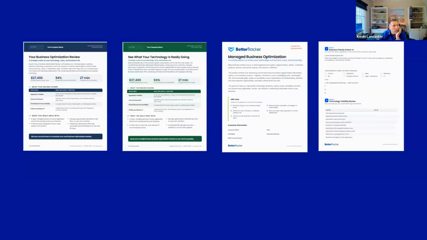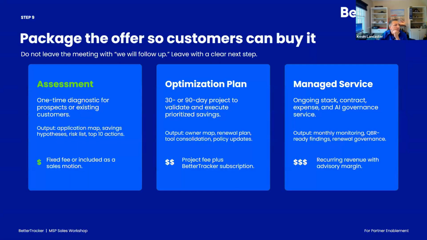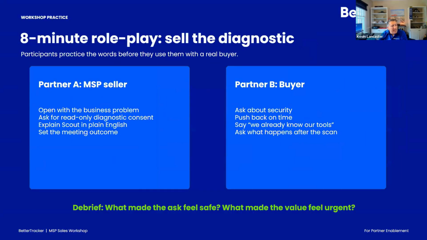There's a customer assessment and a prospect assessment, offering an assessment, optimization plan, a managed service. This should help you establish a very clear next step with these customers and prospects, right? Again, it's factual data. There are collaborative activities that you should be doing with these partners. I didn't get to this 8-minute role play, but if you guys need me to help role play with you, I'll be glad to do that.